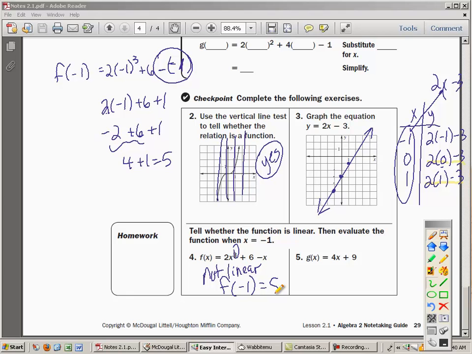How about g of negative 1? Well, first of all, because this is x to the first power, this is linear because it's going to make a graph of a line. And so now we can go ahead and evaluate g of negative 1. Well, that's 4 times negative 1 plus 9. 4 times negative 1 is negative 4, and negative 4 plus 9 is equal to 5. Boy, we're not getting a lot of variety for answers here. They're not always 5, but they just happen to be in this example.